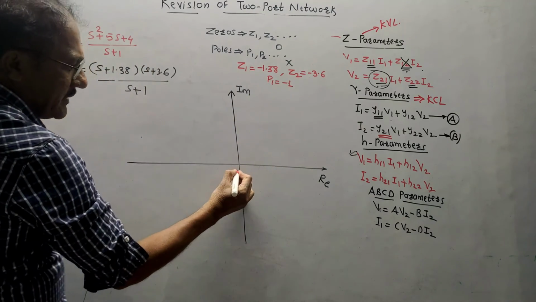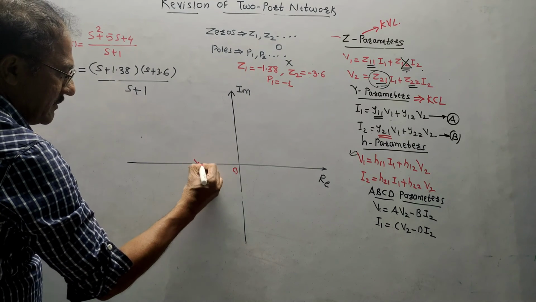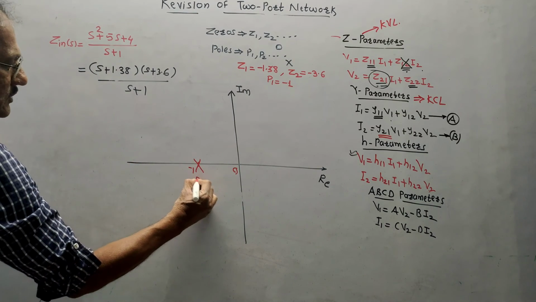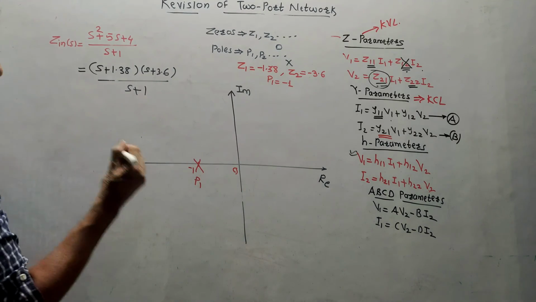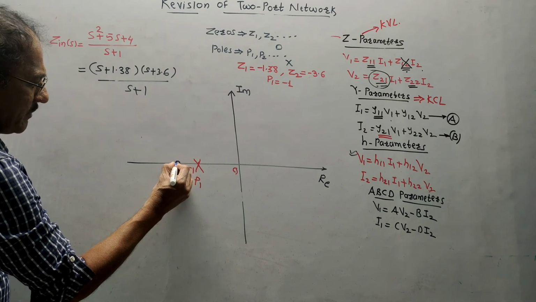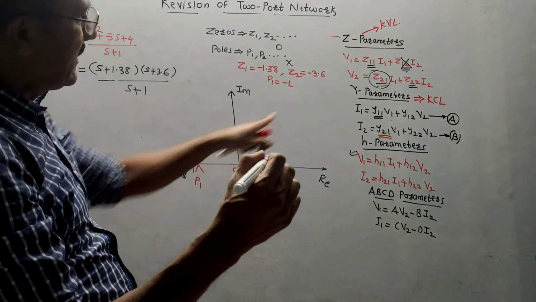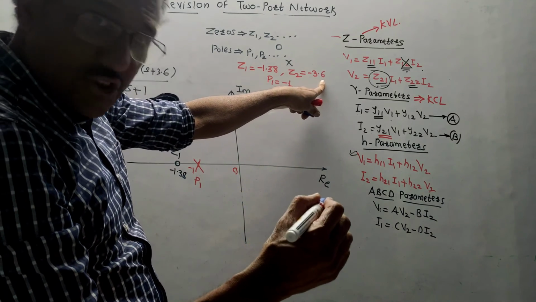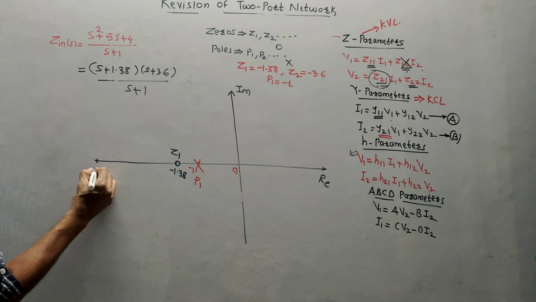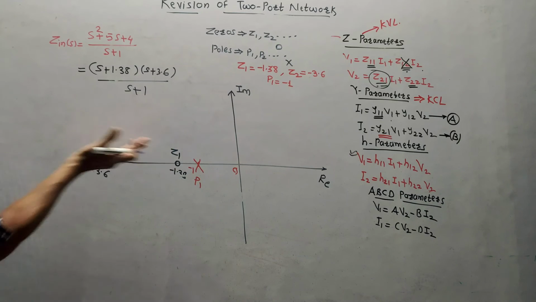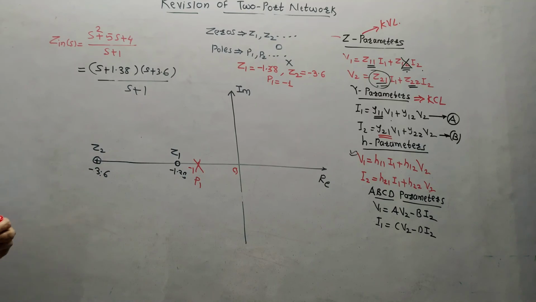How to plot it? Very simple. This is the origin. The first pole is at minus 1. So let us say this is the value of minus 1. Mark it by a cross. This is the first pole P1. What about zeros? The first zero is at minus 1.38. Let us say somewhere here I am getting the value minus 1.38. This is the value of Z1. Zeros are denoted by a small circle. The second zero is minus 3.6. Somewhere here, let us say the value is minus 3.6. Since the values are negative, I am drawing on the left hand side. This is the second zero, that is Z2.